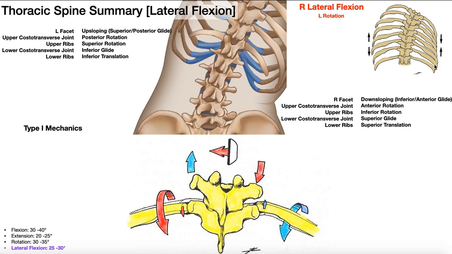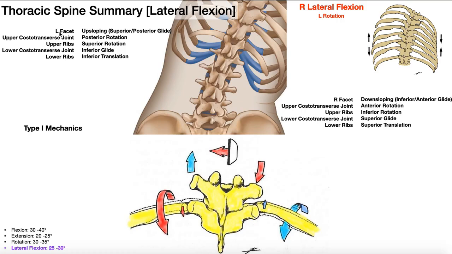Why is that important on the right side during right lateral flexion? Because there's less space for the ribs on that side. So it would make sense that they approximate, and the best way to do that is for the upper ribs to inferiorly rotate and the lower ribs to superiorly translate. Okay? Now, the opposite's going to occur on the left side. Now, we're still talking about right lateral flexion. It's not left lateral flexion. It's just right lateral flexion, but we're looking at the left side, the left ribs.